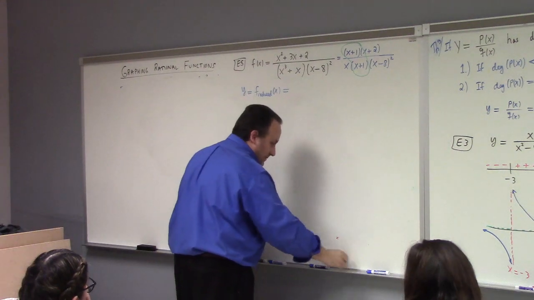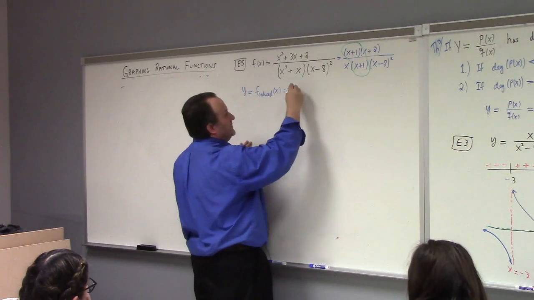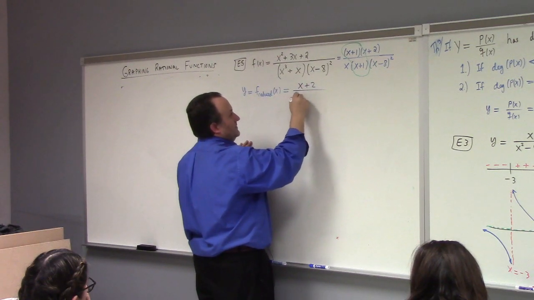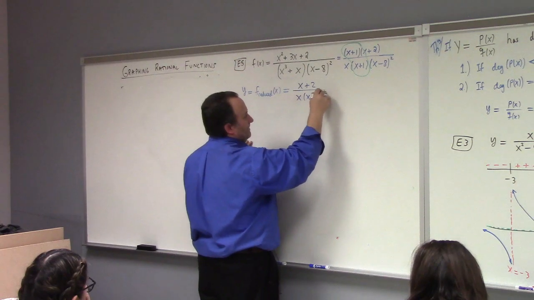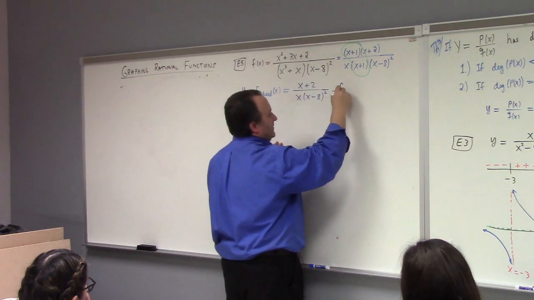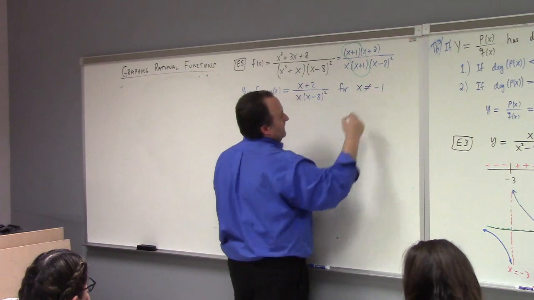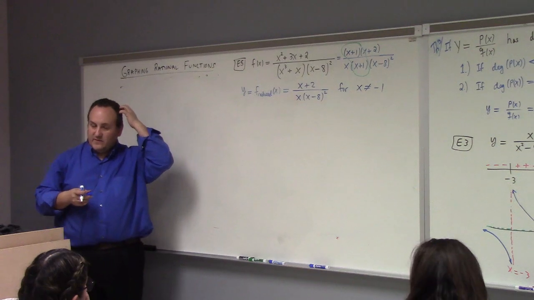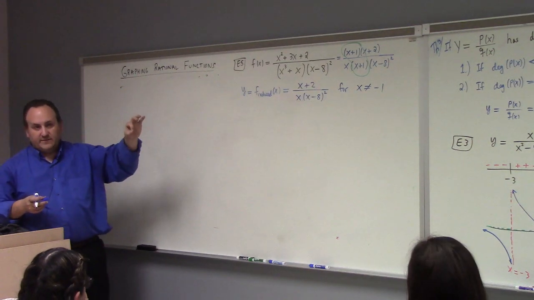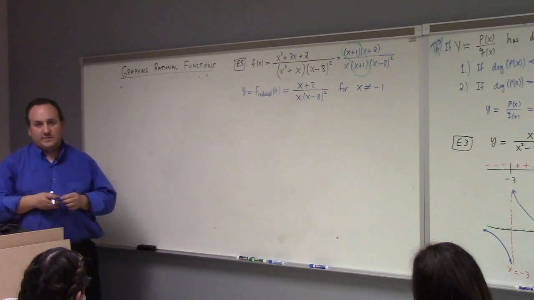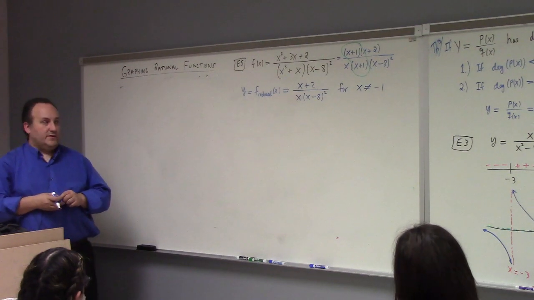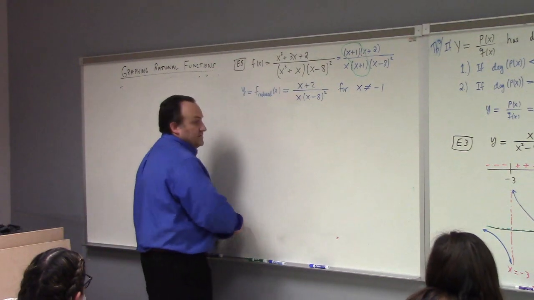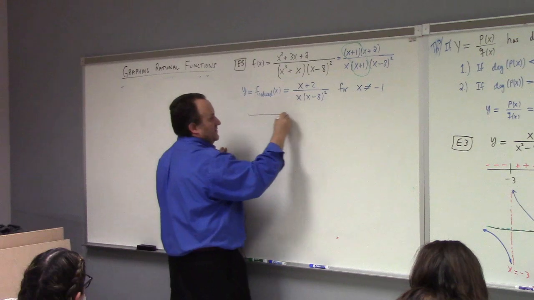And that leaves us with what? Well, it leaves us with (x plus 2) over x times (x minus 8) squared, for x not equal to minus 1. So you can basically graph y equals f of x by graphing the reduced function and then simply punching a hole in the graph where x is equal to minus 1. That's what we're going to do. So how do we graph the reduced function? Well, we just need to create our sign chart for the reduced function, right?